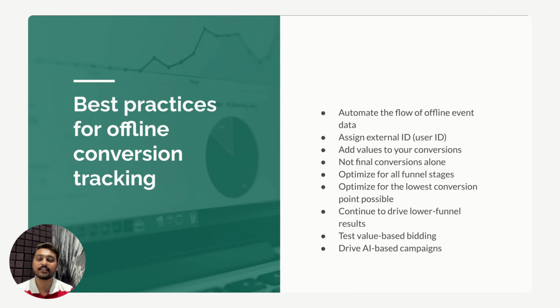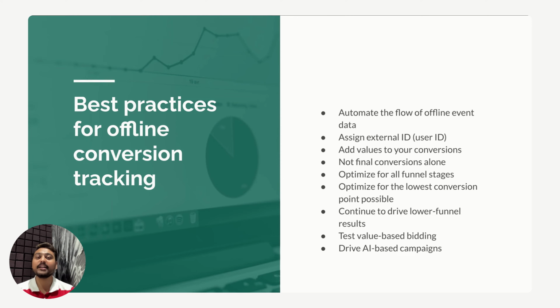Here are some of the best practices for offline conversion tracking. Number one, automate the flow of offline event data into ad platforms. Generally, when offline conversions happen, people gather them at an interval like 1 day, 2 days, 3 days, or once a week. They download all that lead data or offline conversion data from the store and then upload it. No, that should not be the case. There should be a continuous flow from your CRM, or any other source where you have this offline data, to the ad platforms, very smoothly, very easily, and in almost real time.